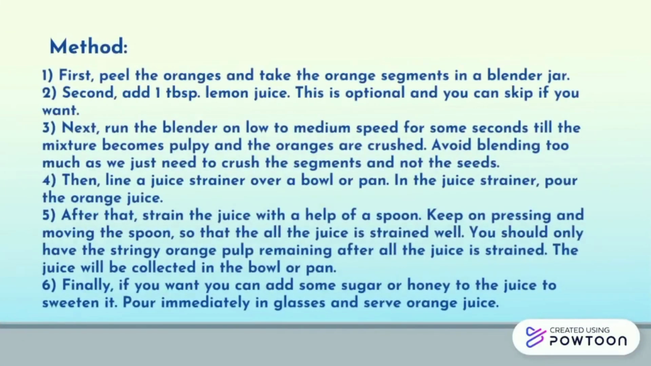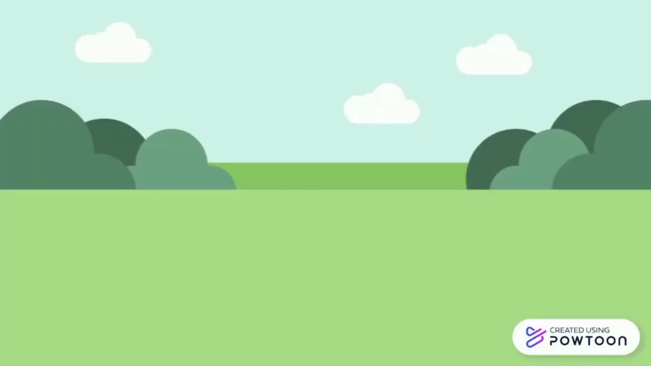The next slide is about the method of how to make orange juice. There are 6 steps to make orange juice, and we can see that it uses simple present tense, uses imperatives, and has many other characteristics that we can recognize in this method. So, next slide.